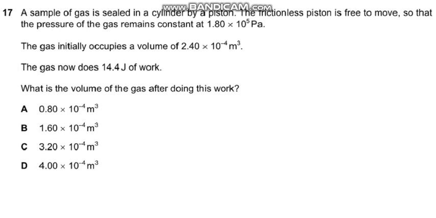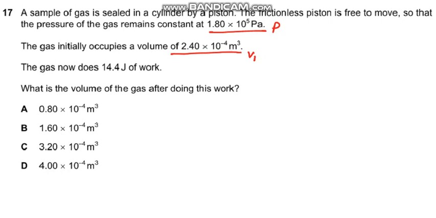So question number 17 says a sample of gas is sealed in a cylinder by a piston. The frictionless piston is free to move so that the pressure of the gas remains constant at 1.8 into 10 raised to 5 pascals. The gas initially occupies a volume 2.4 into 10 raised to the power negative 4. The gas now does 14.4 joules of work. So that means that the gas is expanding. What is the volume of the gas after doing this work?